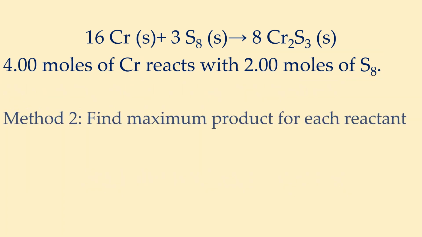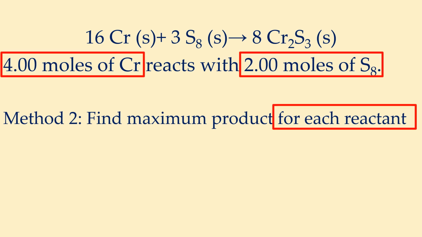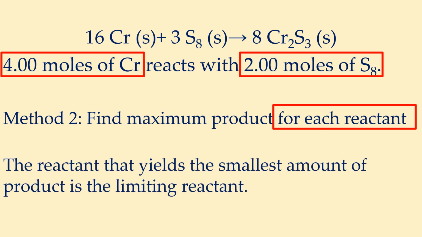In this method, I'll find the maximum product for each reactant. So I'll be doing two stoichiometry problems. The reactant that yields the smallest amount of product is the limiting reactant. Let's get started.